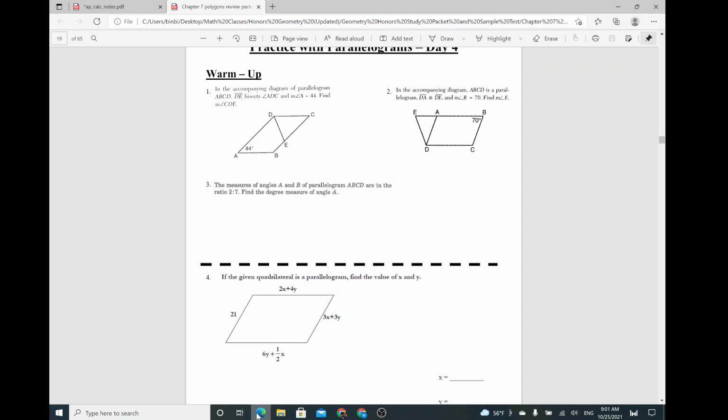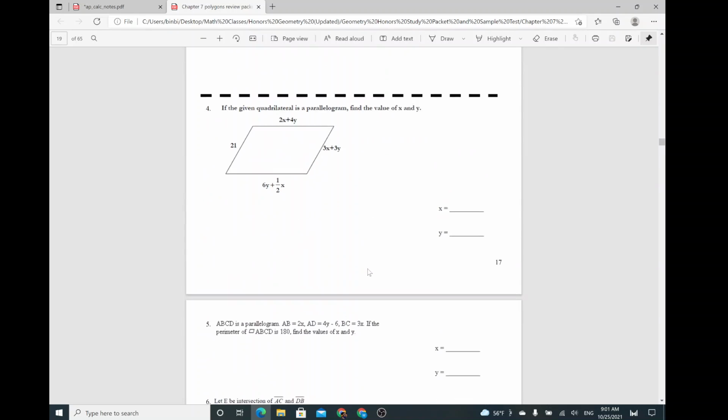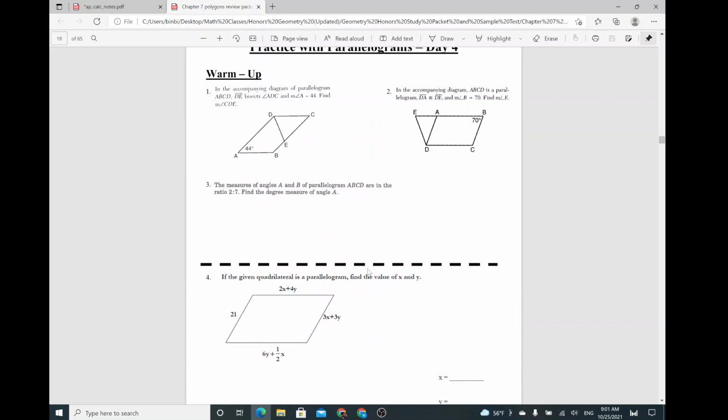So Mr. Chen again. This one is for the continuation of the special properties of the parallelogram and applying the properties of the parallelogram to solve for x, y, finding the missing length, the angle, and also for the proof. Okay, so we'll take a look at that here.